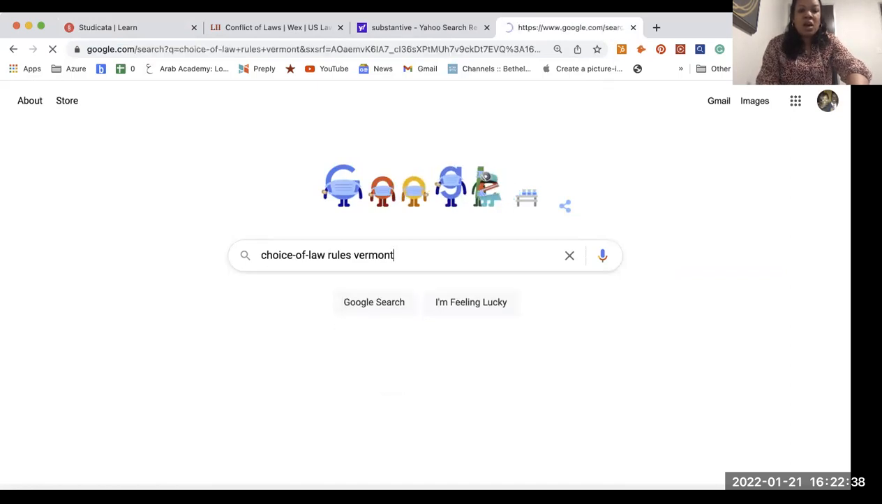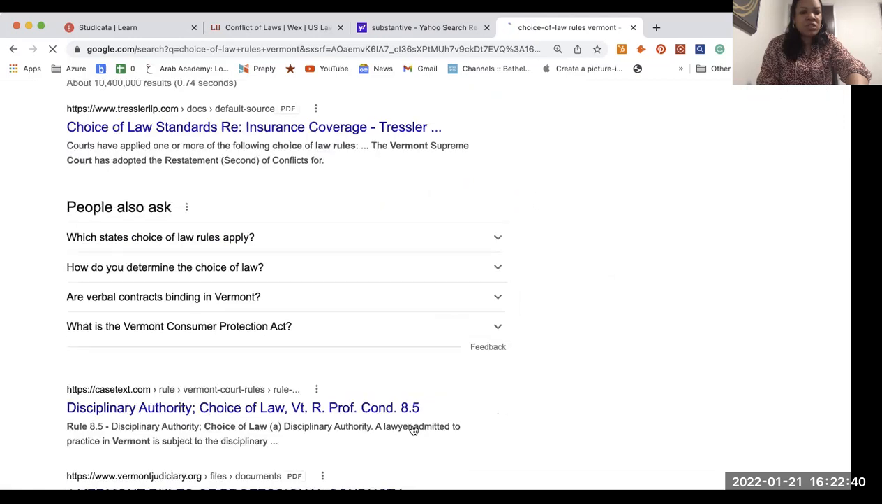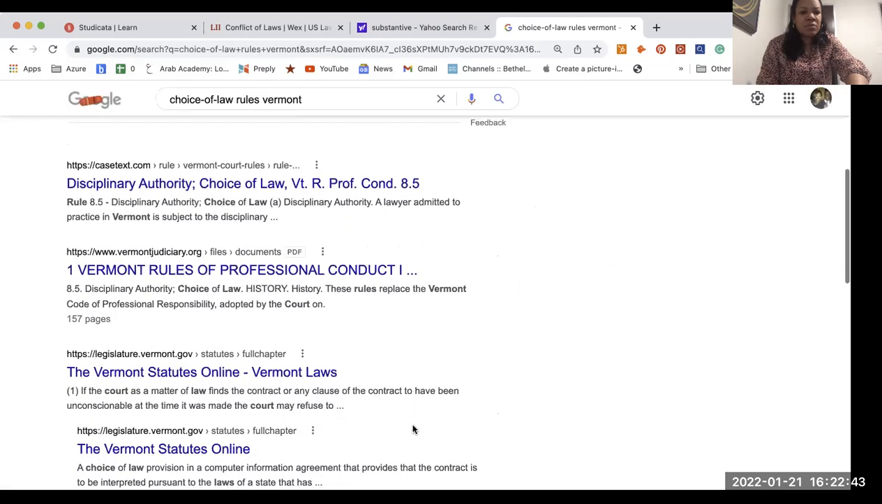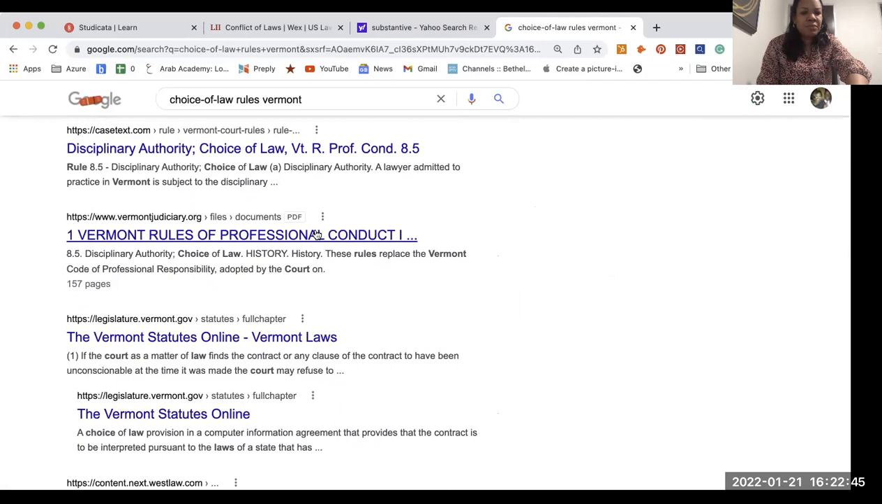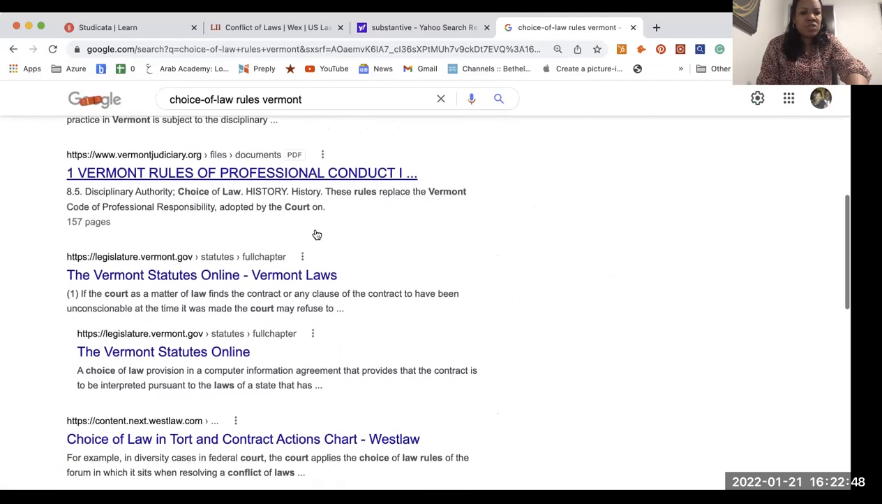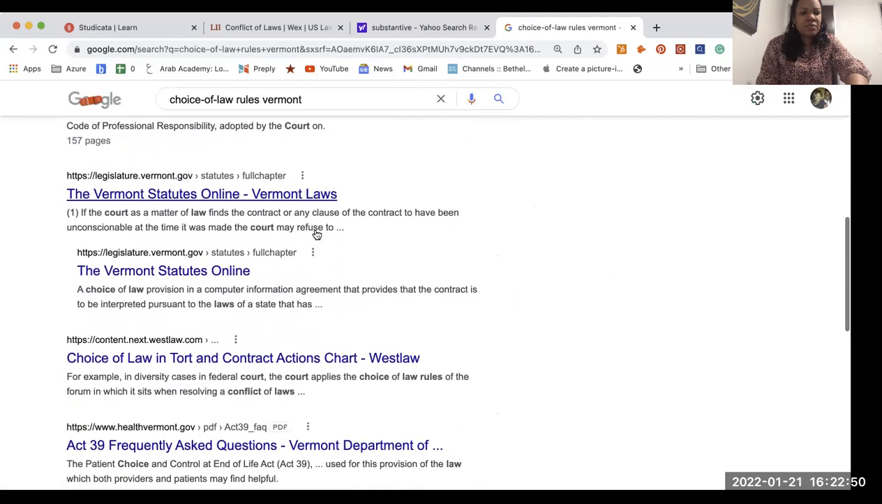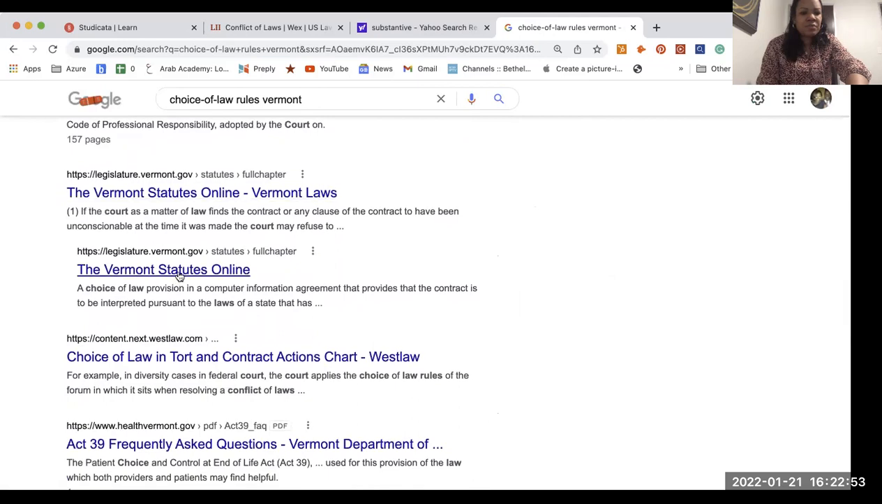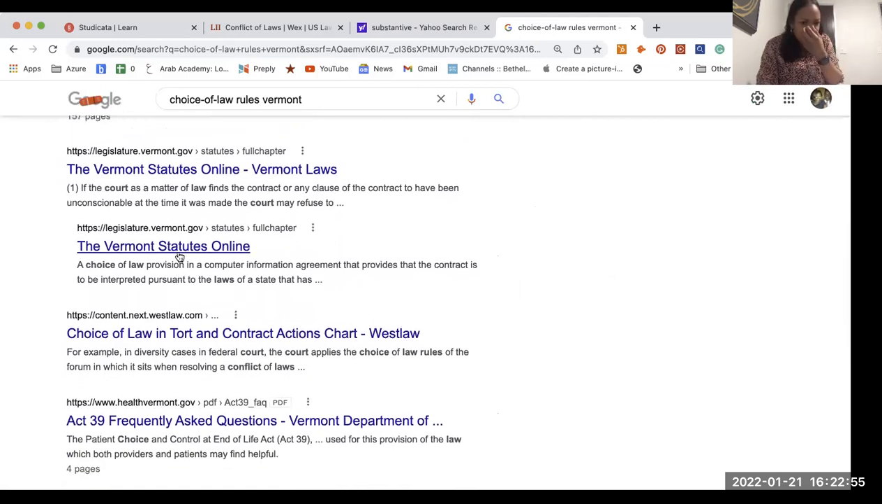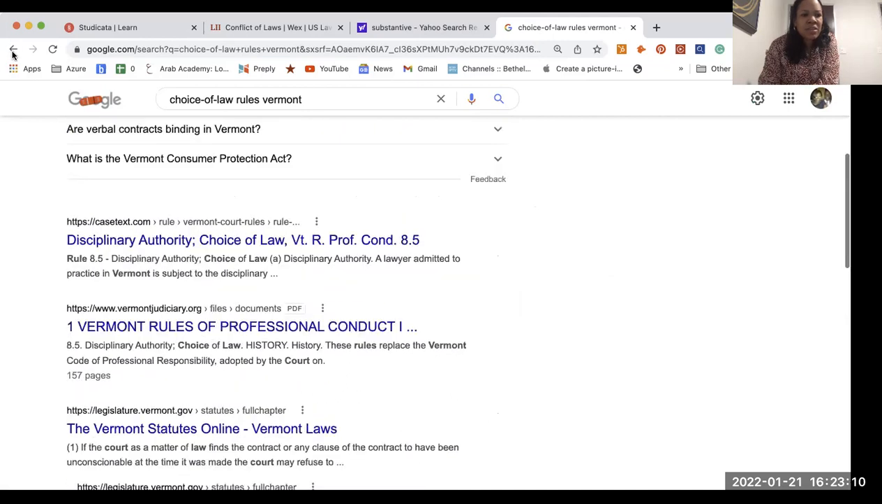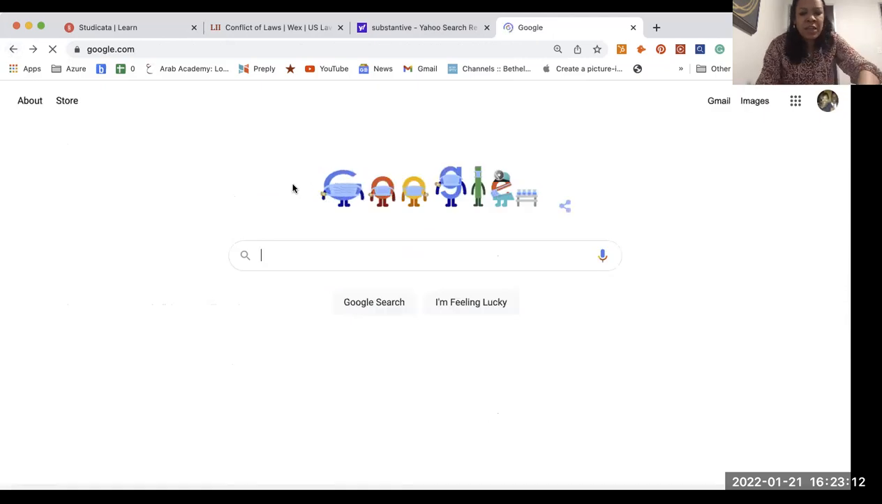And we're going to look up choice of law rules, Vermont. Okay. Oh, by state. So you can see all of them. Okay, it's choice of law rules. This is from the judiciary. Okay, so this particular one is talking about a choice of law provision in a computer information agreement that provides that a contract is to be interpreted pursuant to the laws of the state that has... Okay, let's go back here where it said choice of law rules by state.